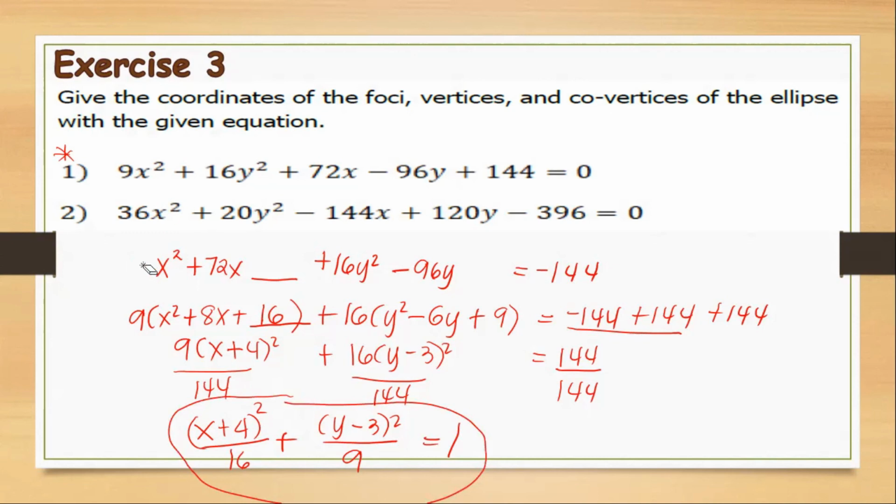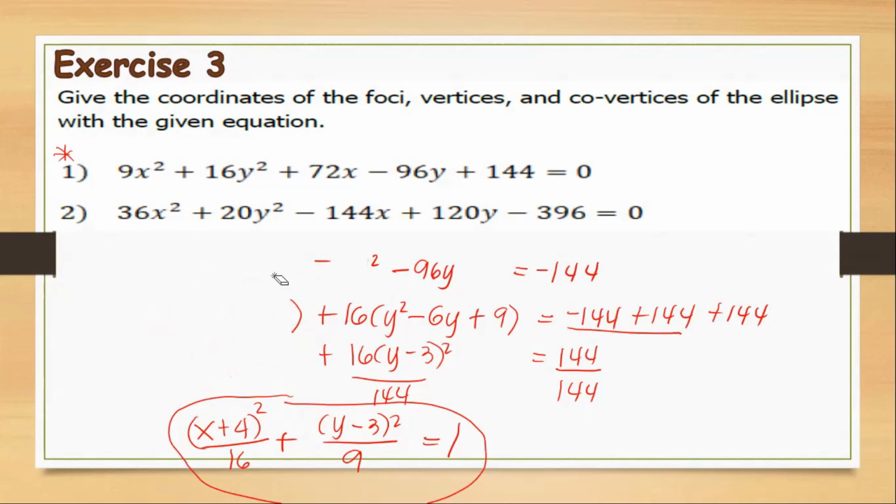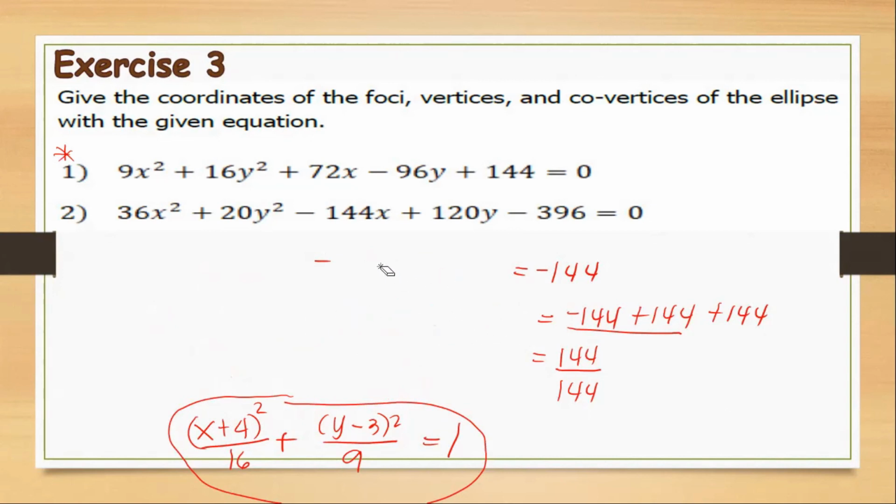Let me erase this one so that it will be easier for us to solve for a, b, and c. Okay, just bear with me while I'm erasing this one. So I hope that my students will still find it easy to answer this.